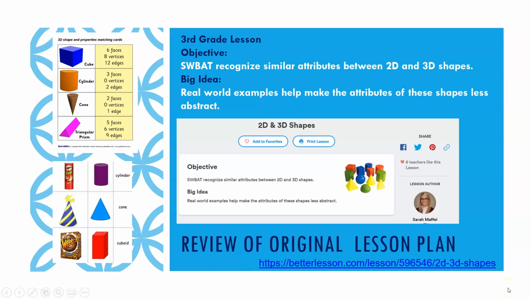So just a reminder of the lesson plan that I chose for Showcase 1. It was a 3rd grade lesson. The objective is to recognize similar attributes between 2D and 3D shapes. The big idea was that real-world examples help make these attributes of the shapes less abstract.